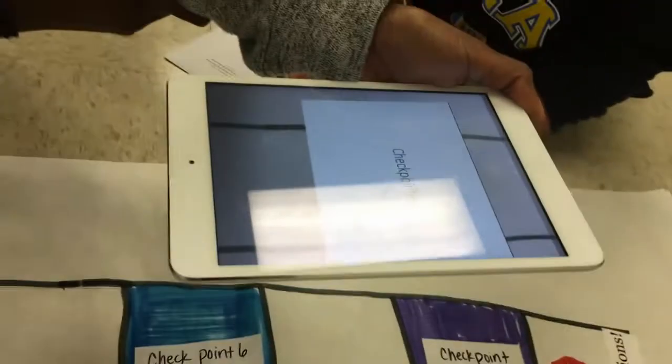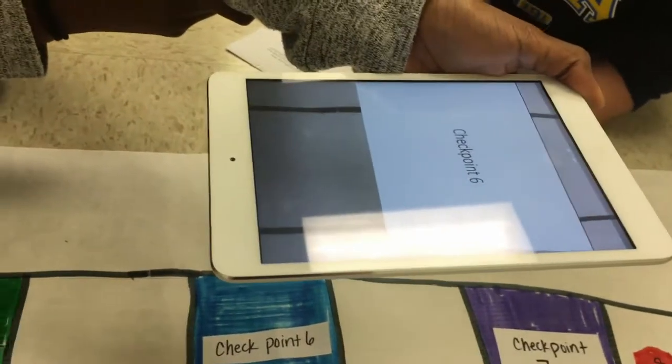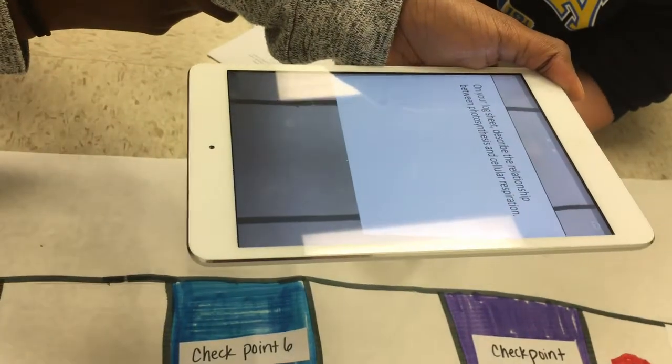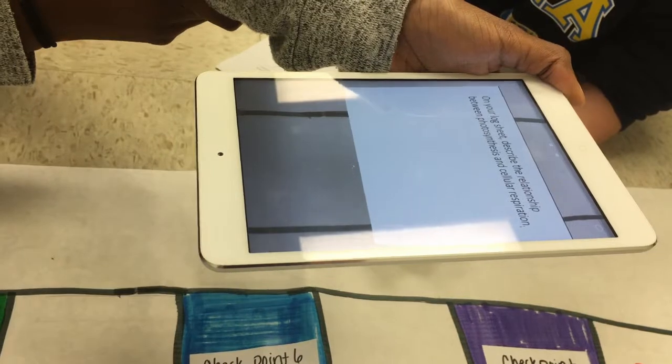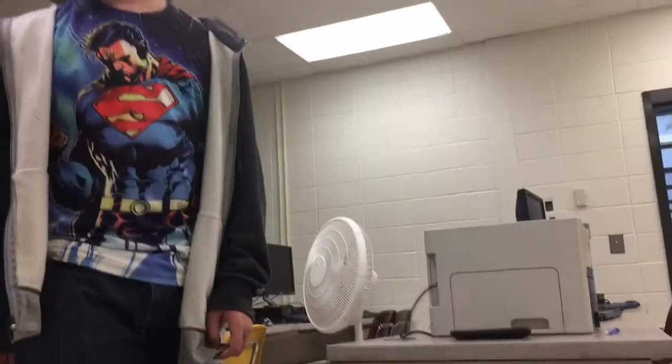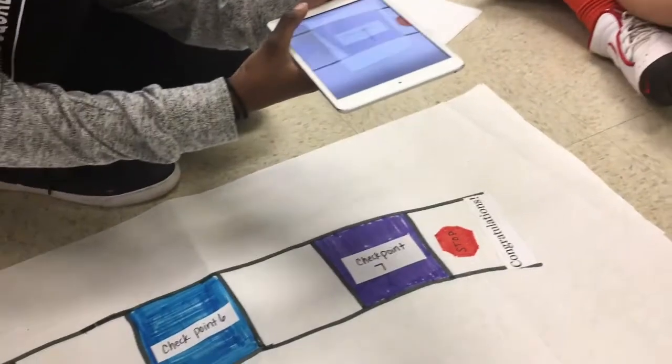All right, checkpoint 6. On your log sheet, describe the relationship between photosynthesis and cellular respiration. Interesting. All right, you guys talk about it. All right, guys, we are almost done. Let's check out checkpoint 7.